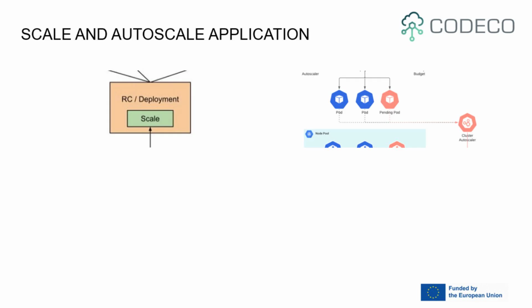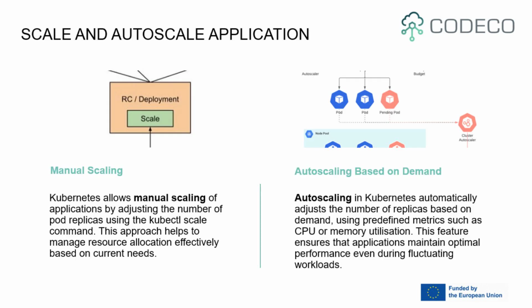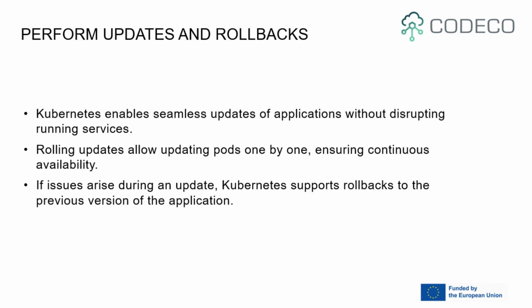One of the significant advantages of using Kubernetes is its ability to scale applications based on demand. Kubernetes supports both manual scaling and autoscaling. Manual scaling involves manually adjusting the number of pod replicas using the kubectl scale command. Autoscaling, on the other hand, automatically adjusts the number of replicas based on predefined metrics such as CPU or memory utilization.